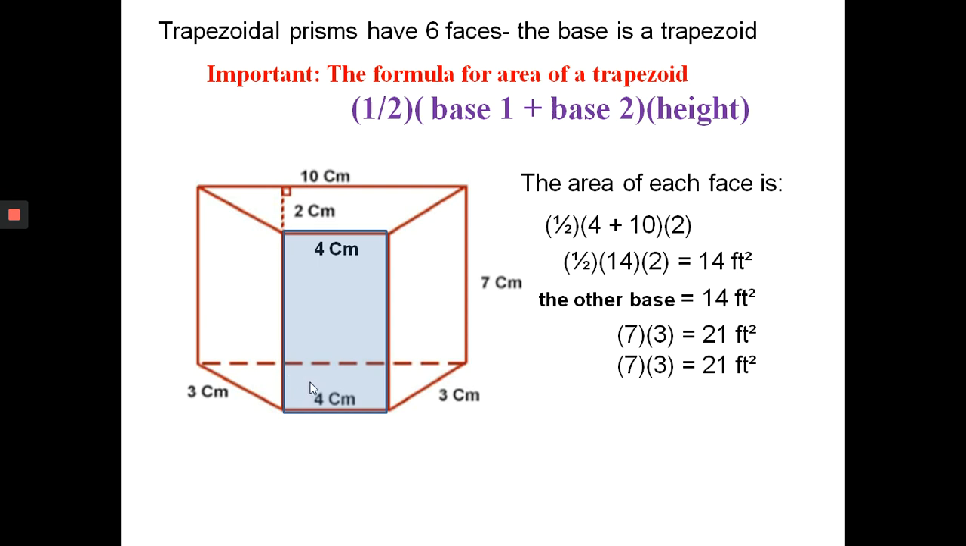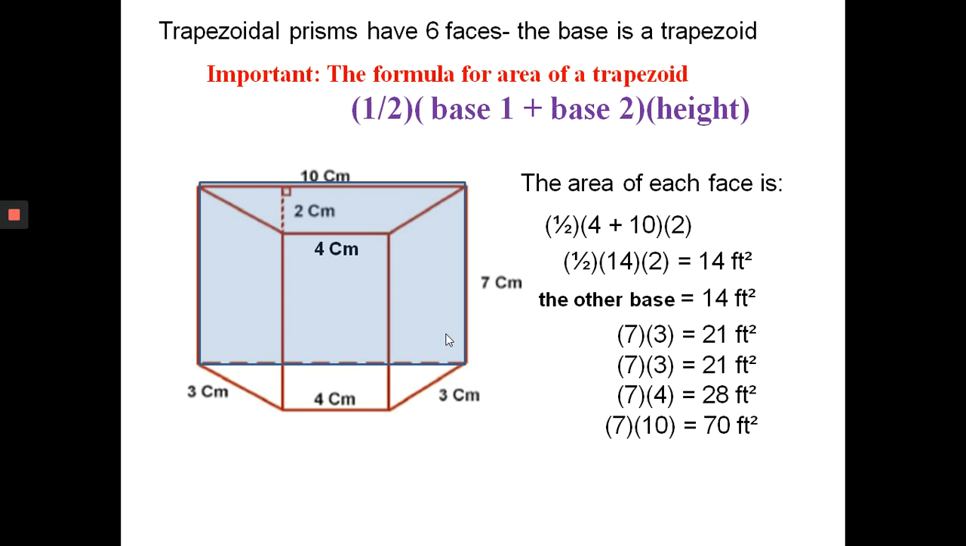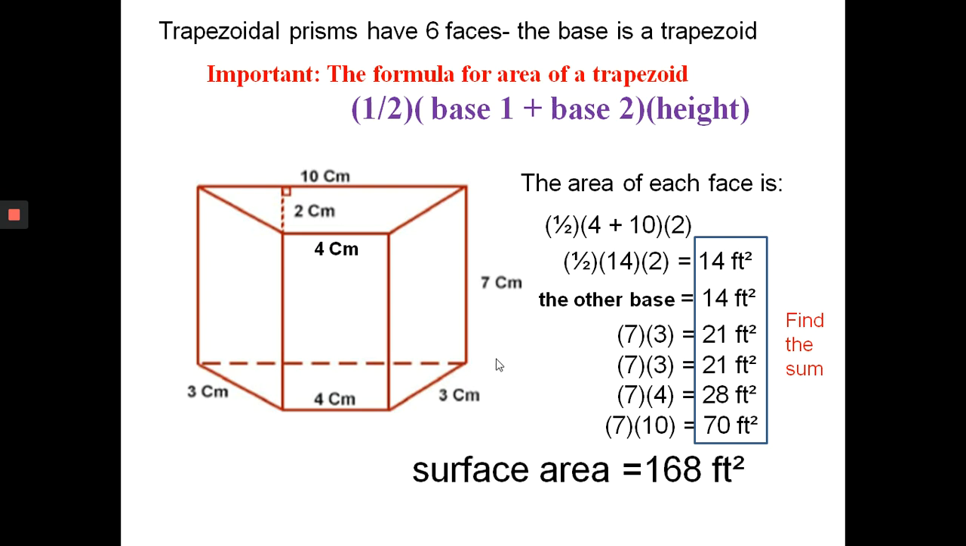And then the front, you have 4 by 7. All right, so make sure you don't forget the back side. I almost forgot it. So that's 10 by 7, which is 70 square feet. Okay, so make sure you have all the sides. 1, 2, 3, 4, 5, 6. 6 sides. Okay, you add them all up and you get 168 square feet.